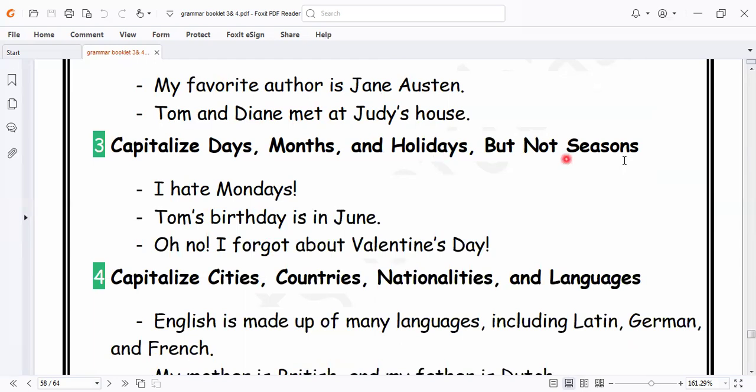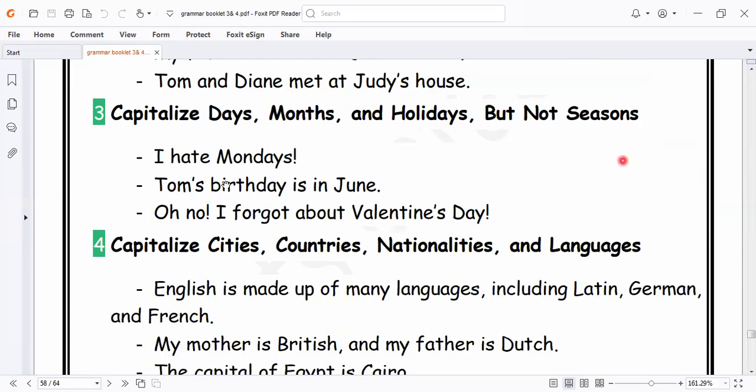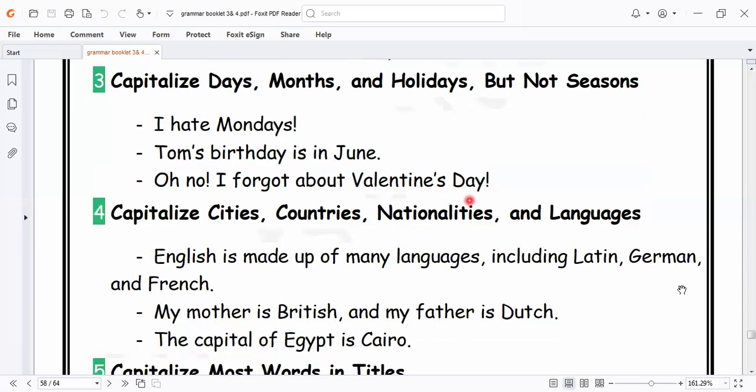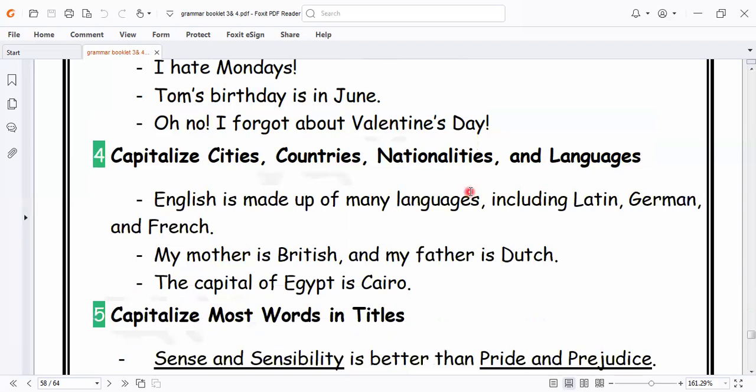But not seasons. Seasons can be written in small letters. Okay, we have to say Monday, June, Valentine's Day, because it's a proper day. It's a famous day. Here we have capitalized states, countries, nationalities, and languages. They must be written in capital.